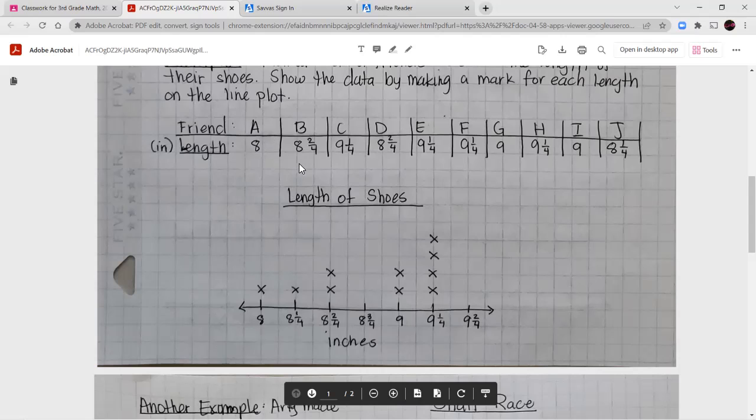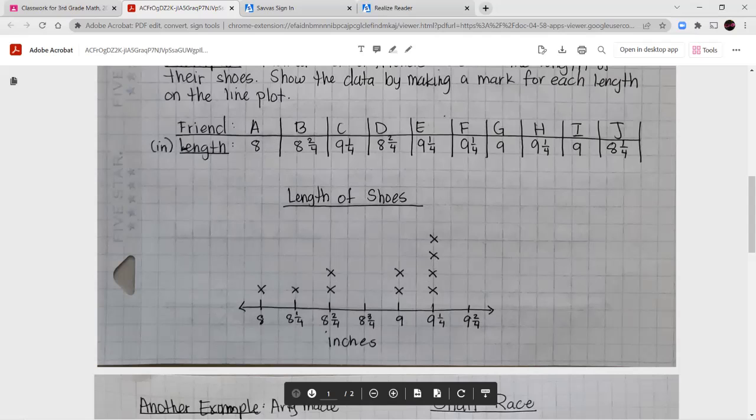8 goes right here, 8 2/4, the first one went right there, 9 1/4, then 8 2/4, and then another 9 1/4, and then another 9 1/4, and then 9, and then another 9 1/4, and then a second 9, and then an 8 1/4.